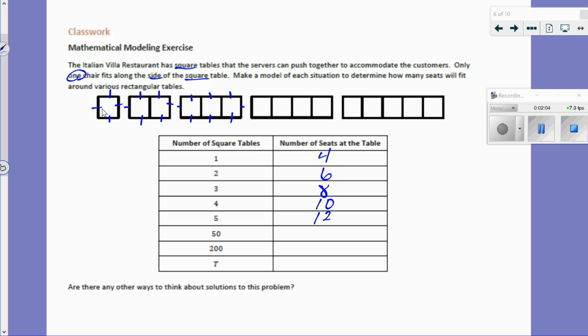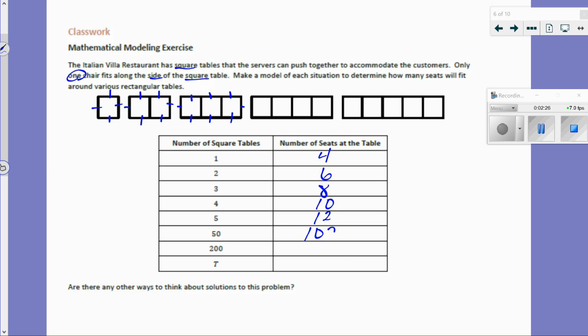So now if I look at this, if I have 50 tables that are all lined up, how many chairs can I put on the sides? On the sides? 100. Because I can do 50 on the top side, 50 on the bottom side, right? But then I have 2 at the end. So that'd be 102. So it'd be 102.